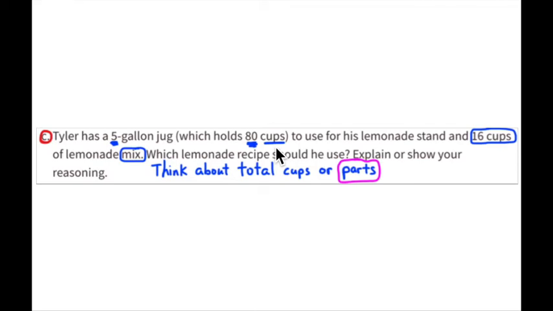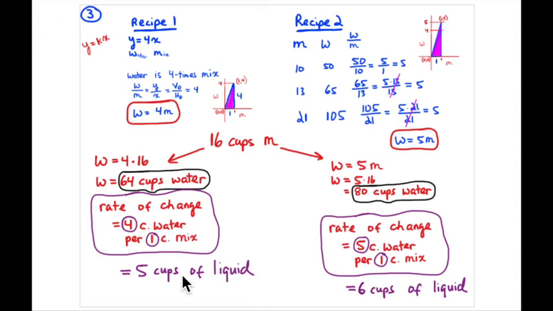So we'll go through the math a little bit, but the layout of this problem is that you have 16 cups. You can make up to 80 cups total of lemonade. That's a combination of both water and mix. So you have to think about the total number of cups you're putting into that container. So the total number of cups for just 1 cup of mix: for recipe 1, it's 4 cups of water plus 1 cup of mix. That adds together to give you 5 total cups of liquid.